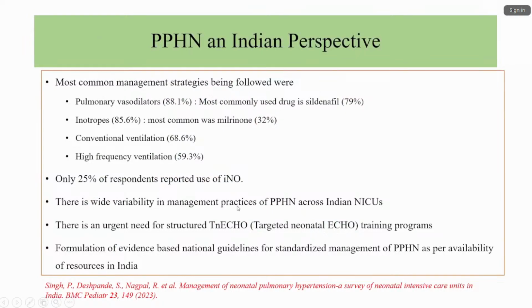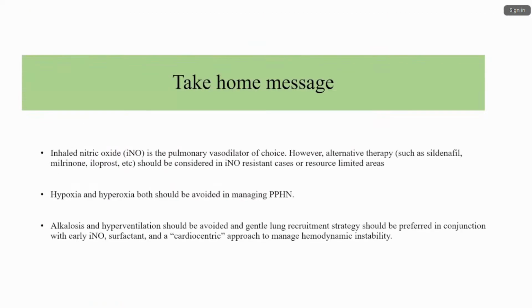PPHN and Indian perspective: most common management strategy being followed in Indian setting is pulmonary vasodilators, then inotropes. Most commonly used was milrinone. Then in only 25% cases, a respondent reported to use INO. There is a wide variability in management practice of PPHN across Indian NICUs. Then there is an urgent need of structured training and echo, and formulation of evidence-based national guideline for standard management of PPHN as per availability of the resources.